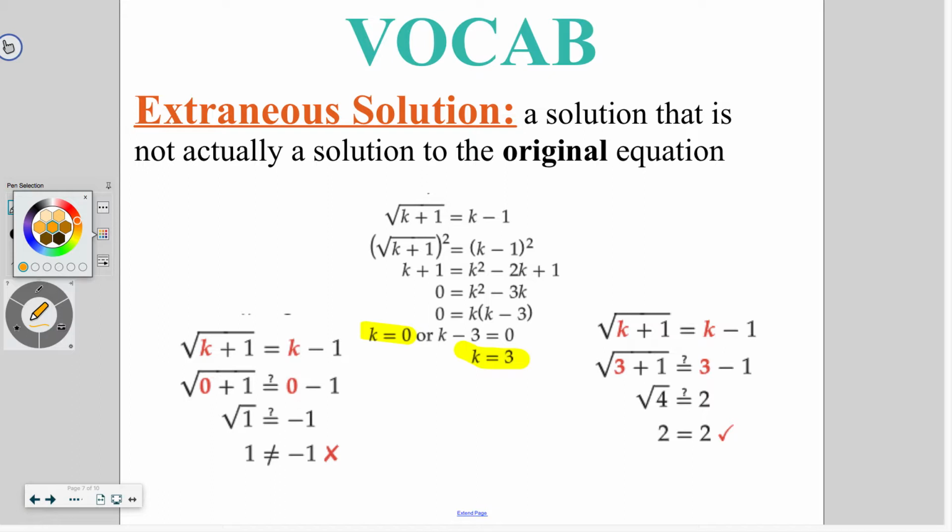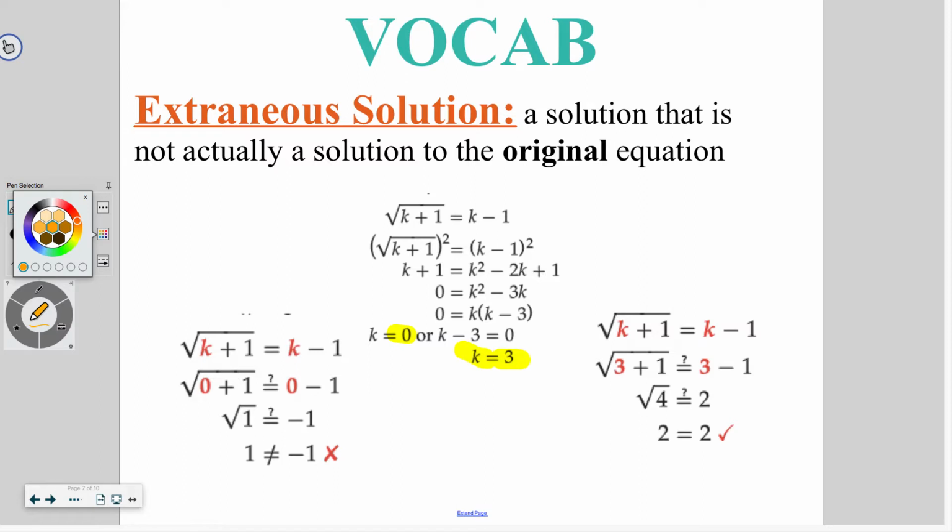Extraneous solutions. These are solutions that you get that don't actually work for the original equation. So we get two answers here. We get k is equal to 0 and k is equal to 3. This is where you actually have to go back in and check your work. So for this one, I plug 0 back in for that initial k value.